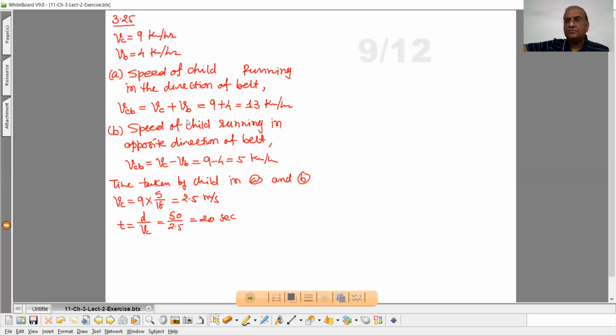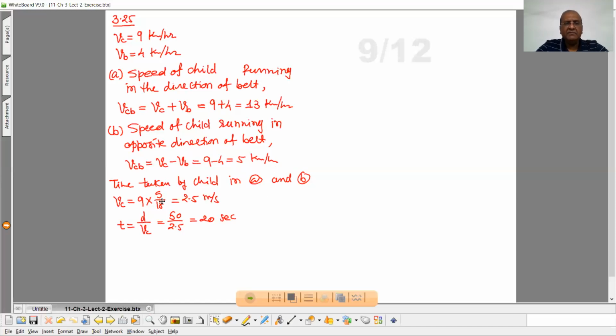So for the observer outside it, the resultant speed of the child that will be observed is somewhat increased, and that is Vc plus Vb. So that is 9 plus 4, 13 km per hour. Now, the speed of the child running in the opposite direction of the belt. Simple. With respect to the observer on the platform, we can write Vc minus Vb, 9 minus 4, that is 5 km per hour.